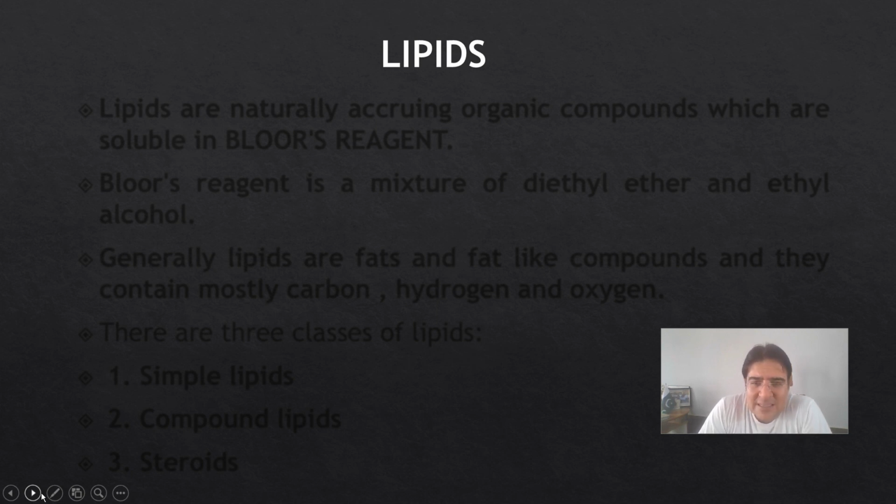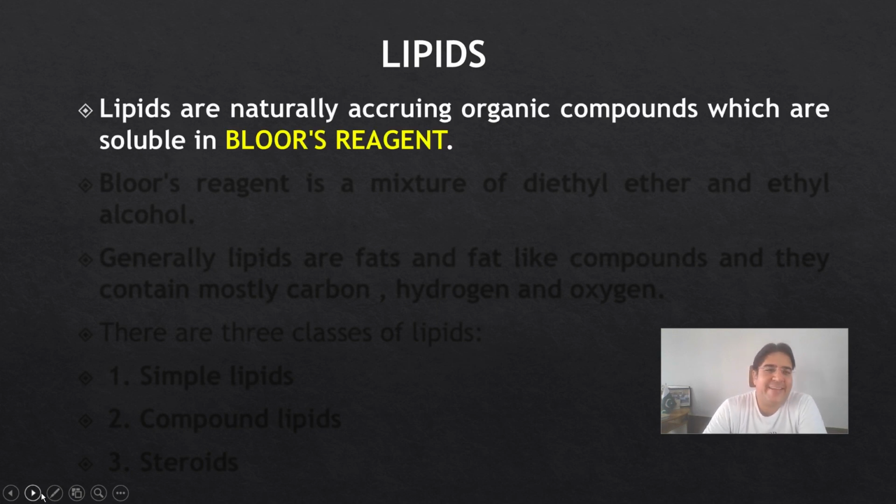So the scientists in the early times, they used different methods to define a class of compound, like carbohydrates, hydrates of carbon. Later on, they realized it was wrong. So the different ways, the olden ways, how to define a compound or a class of compound. For lipids, there's also an interesting way. Okay, so they define that those organic compounds which are soluble in Bloor's reagent are known as lipids.